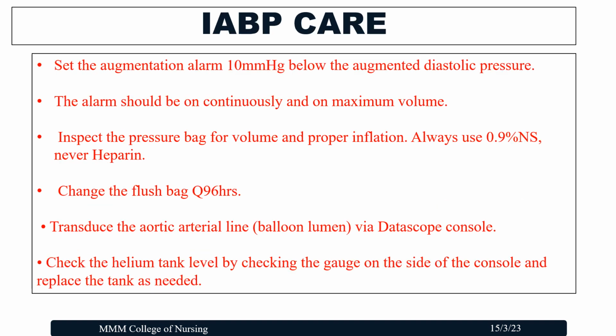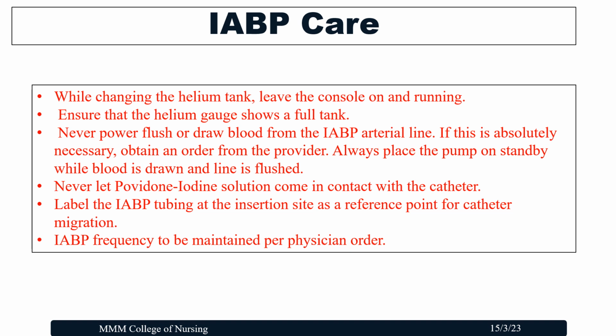IABP care. The IABP care includes: set the augmentation alarm 10 mm Hg below the augmented diastolic pressure. The alarm should be on continuously and at maximum volume. Inspect the pressure bag for volume and proper inflation. Always use 0.9% NS, never heparin. Change the flush bag every third day, transduce the aortic arterial line via the datascope console, and check the helium tank level by checking the gauge on the side of the console and replace the tank as needed. While changing the helium tank, leave the console on and running. Ensure that the helium gauge shows a full tank.